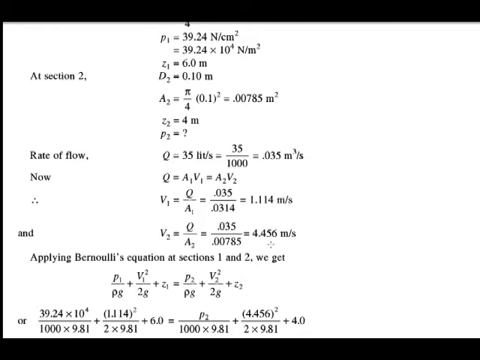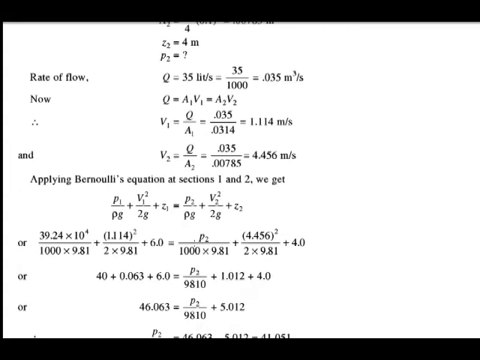4.456 meter per second. Okay, so up to here we have calculated the area of both the sections and also the velocities at both the sections. Now we can apply Bernoulli's equation for sections 1 and 2. The equation is P1 upon rho g plus V1 square upon 2g plus Z1 is equal to P2 upon rho g plus V2 square upon 2g plus Z2.